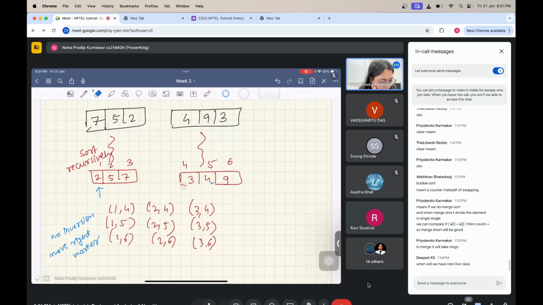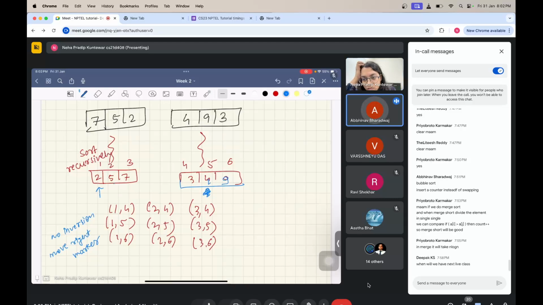Now I'll check with 4, to maintain the order. So I'll check with 4 and 2. It's still not an inversion. So we should be checking the left one, because if 3 is not, then 4 is also not, because it is sorted already. So we should be moving the left pointer, because it is already sorted in ascending order.